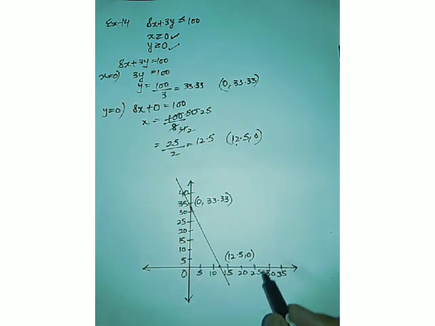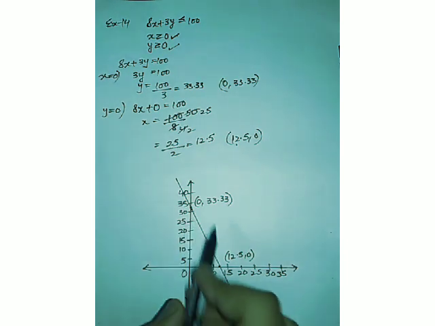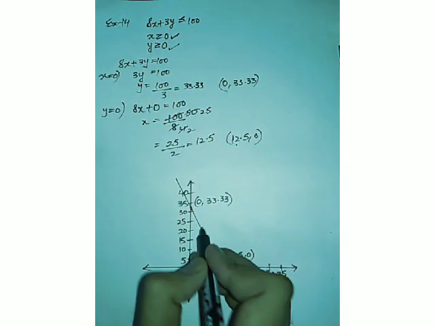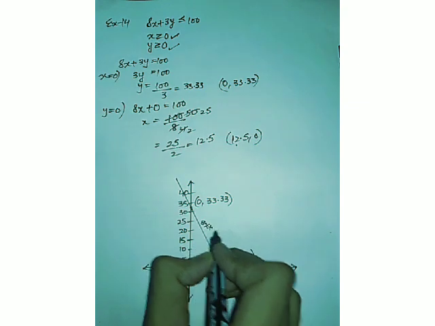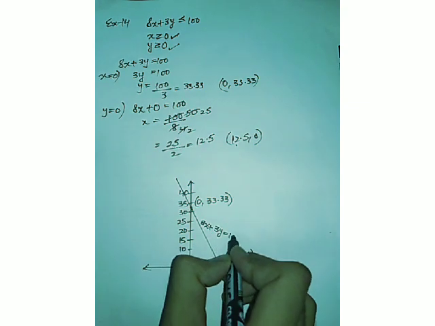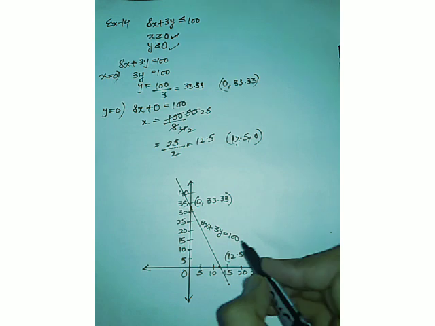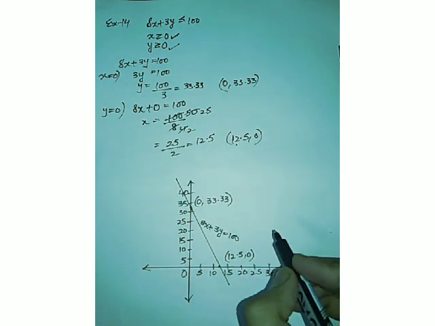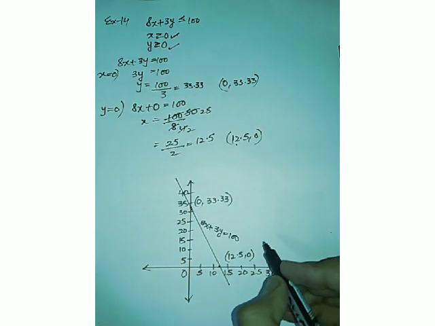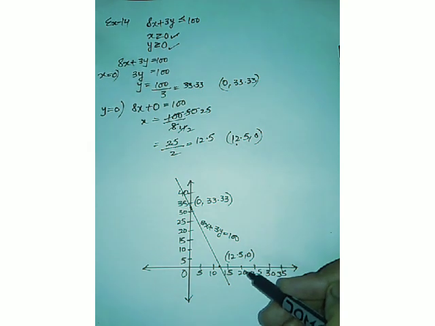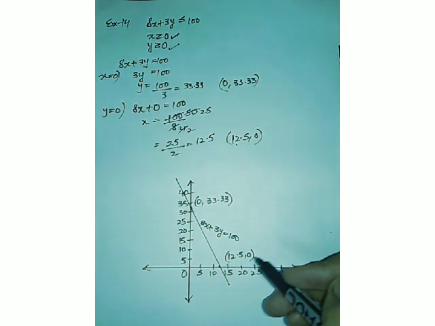As you can see, we have gotten a straight line over here, and let's write the equation. Firstly, the equation is 8x plus 3y is equal to 100. Don't forget to write the equation. All right, that's why I am writing it again and again. Now you will get to know which region is going to get shaded.